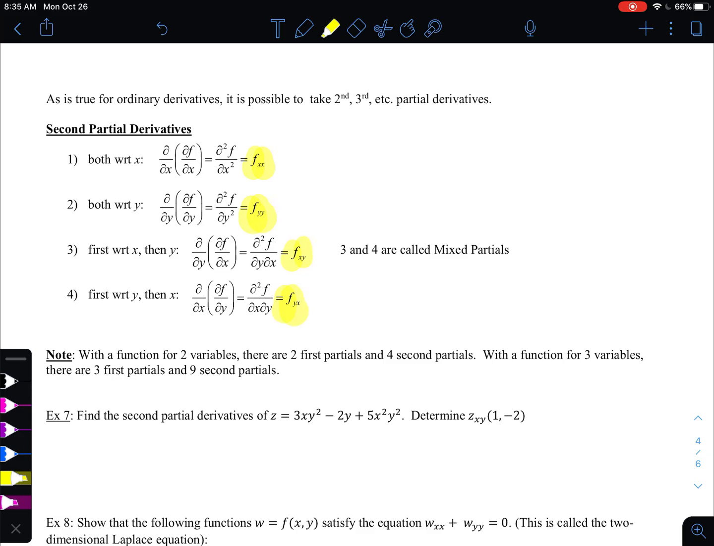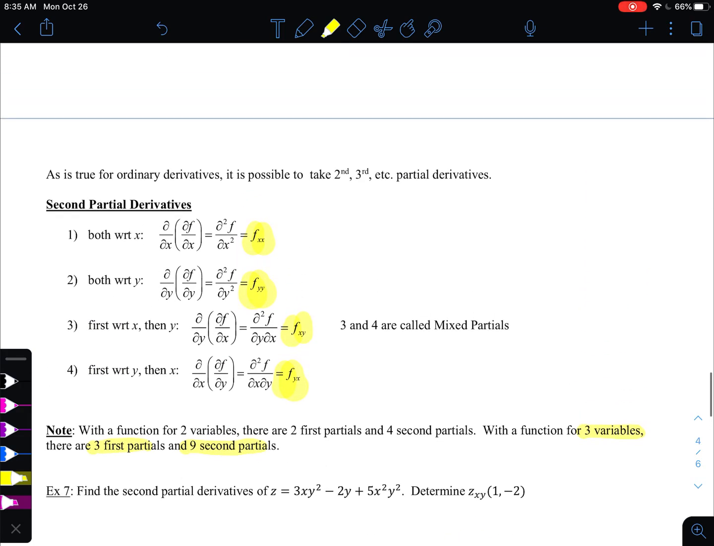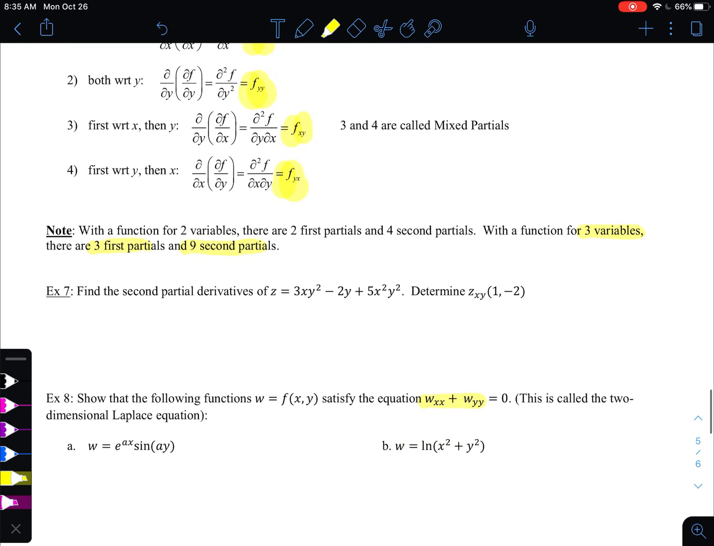Okay? So there are lots, you could keep going. With a function with 3 variables, you get 3 first partials and 9 second partials. We've got this kind of combinations formula. Now, something special here: what do I want to call them? I guess these ones are mixed partials. These ones will be homogeneous partials.